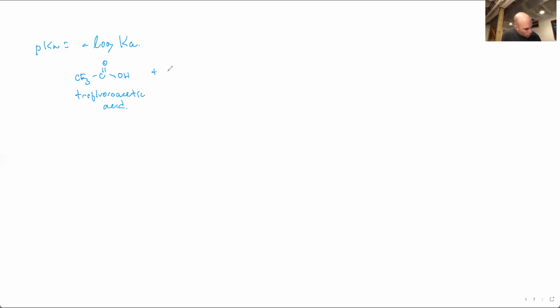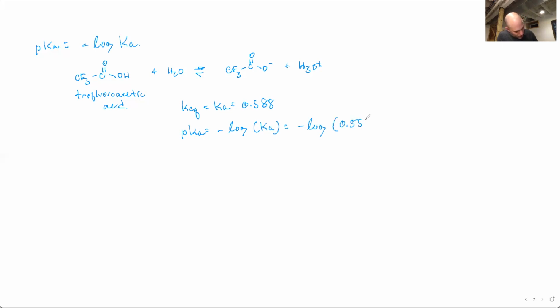Okay, if I put this into water, this will dissociate to some extent into trifluoroacetate and H3O plus. Okay. And so I can ask the question, what's the pKa of trifluoroacetic acid? If I know the Ka of the reaction, I can easily solve for that. So the KEQ, which equals the Ka for this reaction, is 0.588. Okay. And we know that the pKa equals minus the log Ka, which is going to be minus the log 0.588, which gets me to 0.23, okay? So the pKa of trifluoroacetic acid is 0.23, all right?